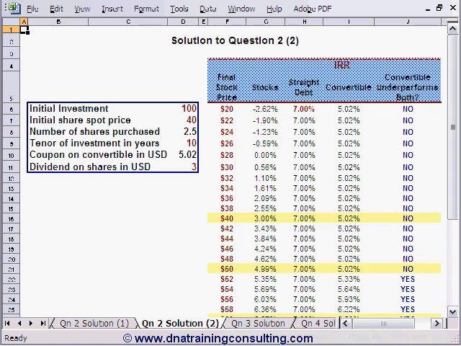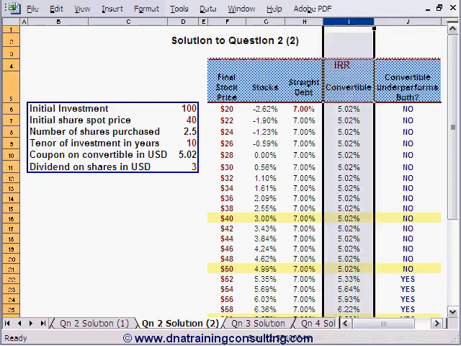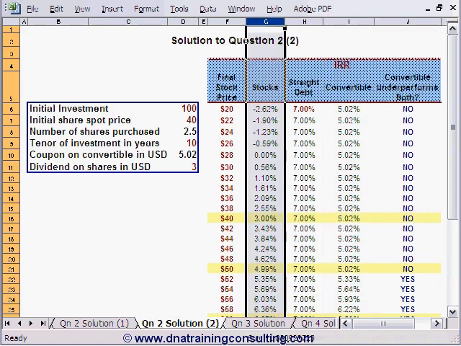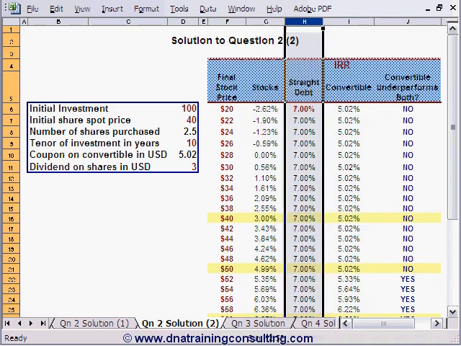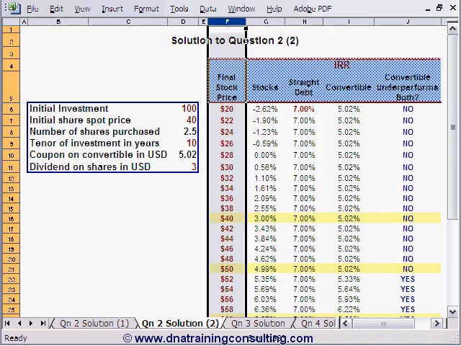This next worksheet, question 2 solution part 2, which unfortunately we have to shrink beyond what we would have liked, plots, as you can see, the IRR for the convertible as well as that from common stock, column G, straight debt, column H, all against the final stock price in this column F.